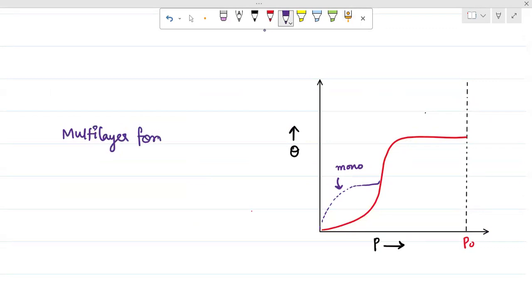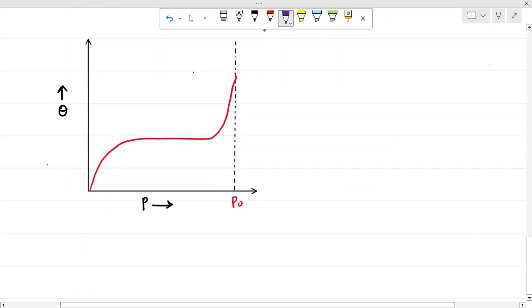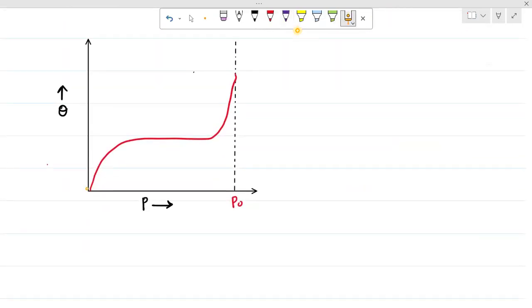Multi-layer formation even before monolayer formation and liquefaction seen at saturation pressure. Liquefaction of gas at P0. Okay. See the last one. Can you see the difference? Here, there is a monolayer formation, complete monolayer formation, and then multilayer formation up to the saturation pressure.